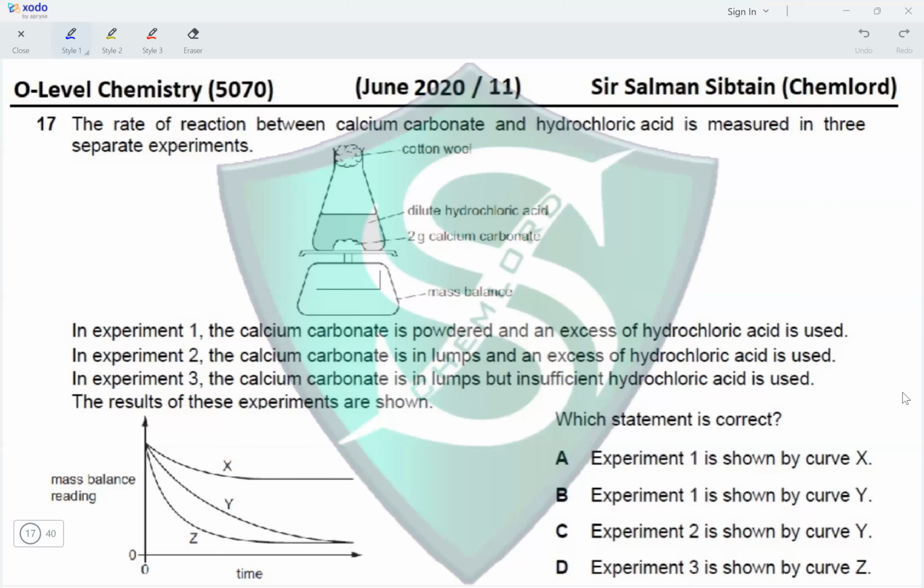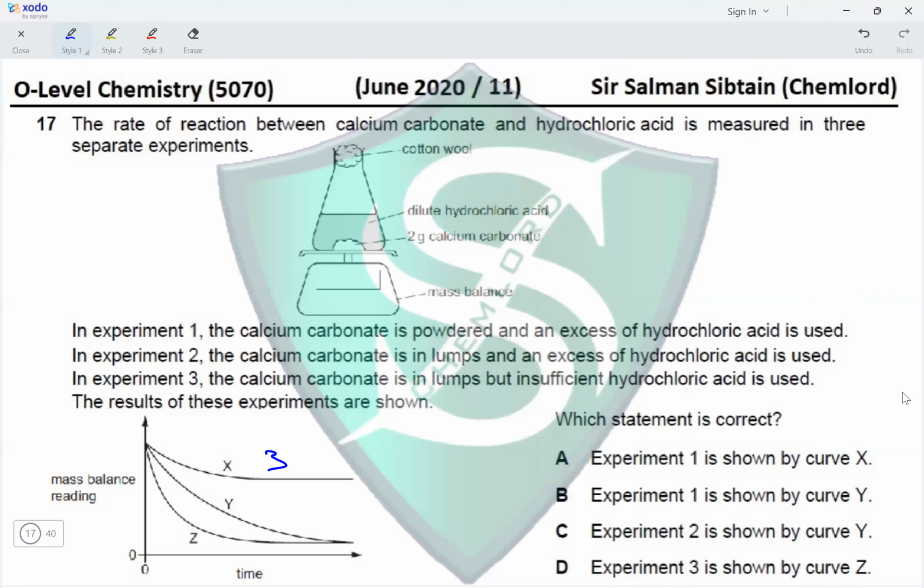In experiment 3, the calcium carbonate is in lumps, but insufficient hydrochloric acid is used. If there is insufficient hydrochloric acid, that means not all of the calcium carbonate will be used up, so the loss in mass would be less. So X represents experiment 3.